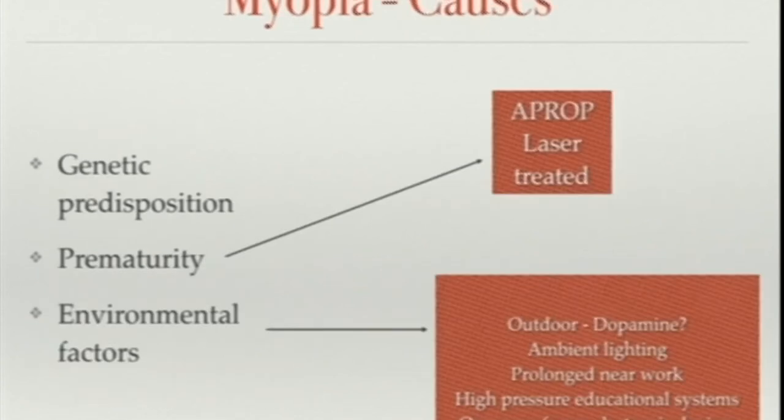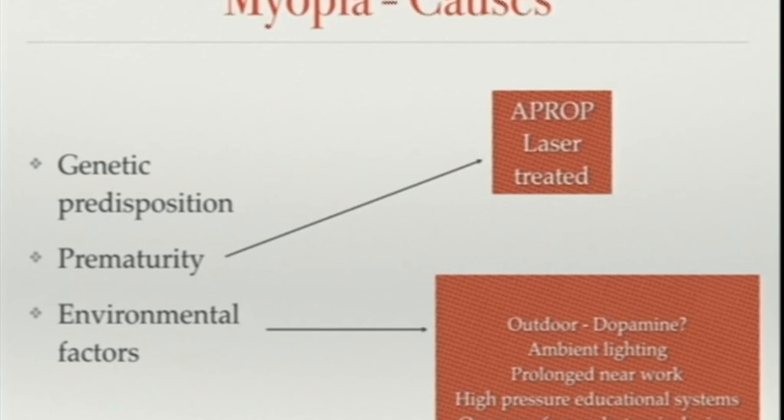So what are the causes for myopia? One is genetic predisposition. If both the parents are myopic, there is around a 10 to 20% chance for the child to have myopia. Prematurity: most of the children who had aggressive posterior ROP, laser treated eyes, have a high incidence of developing myopia. And environmental factors. These are the ones that we can concentrate on.